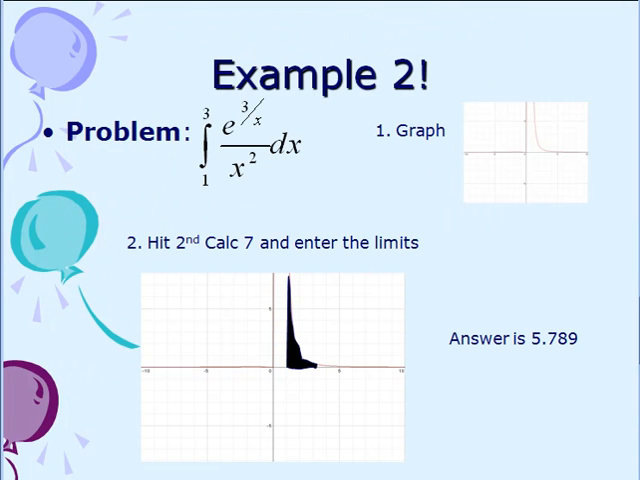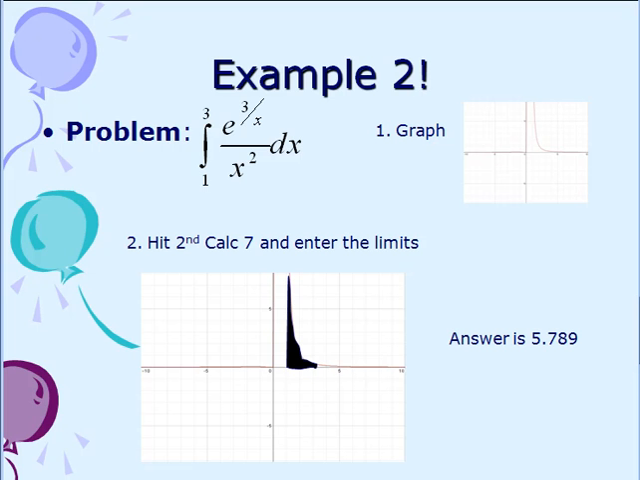The second example: the integral of e to the 3 divided by x power, over x squared, dx. The upper limit is 3 and the lower limit is 1. This problem by hand could take you some time to do, but if you use the graphing calculator, you should be able to solve it in 30 seconds or less. So this is the way I would solve it.